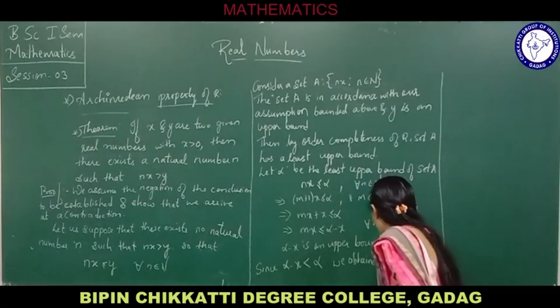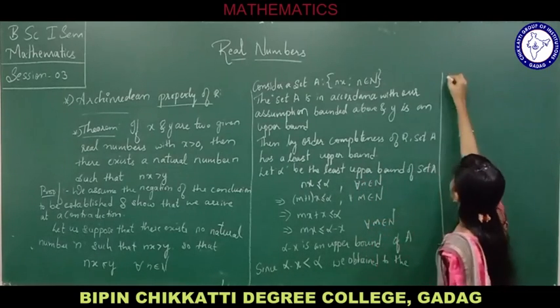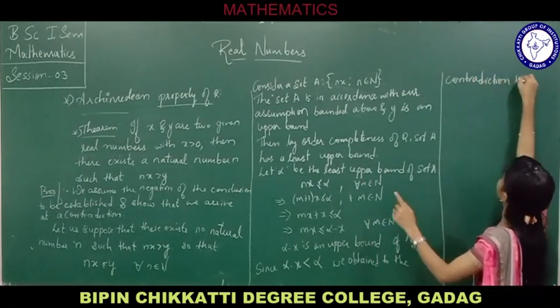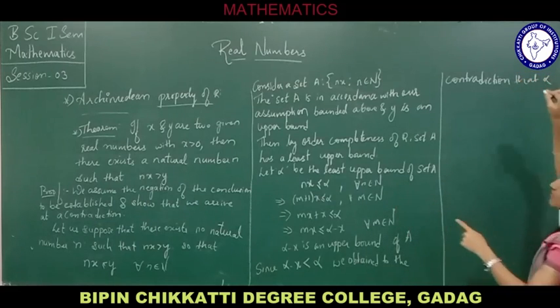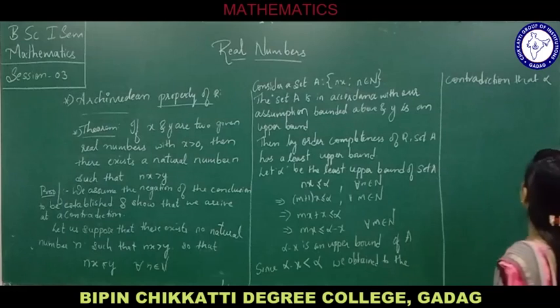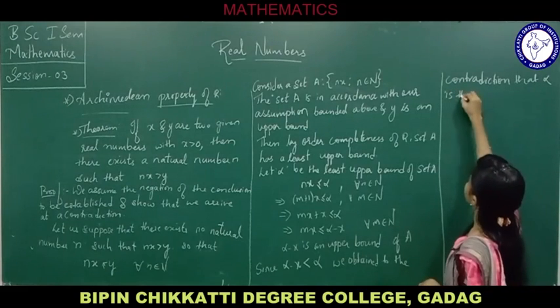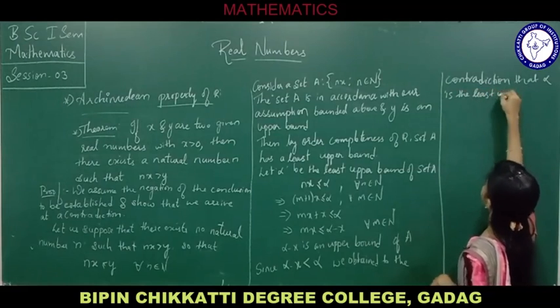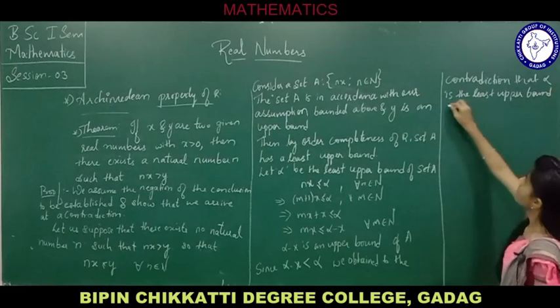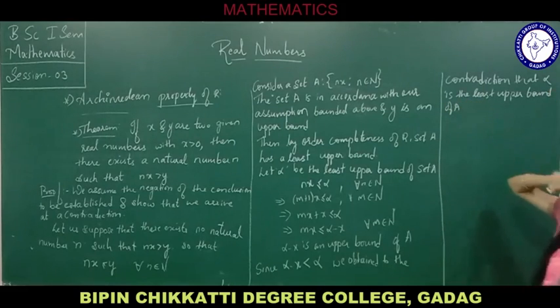We obtained a contradiction to what we had considered, alpha. Alpha is an upper bound we had considered, right? So this alpha is the least upper bound of A. If it is going to contradict, then what is going to happen? Alpha is the least upper bound of A.